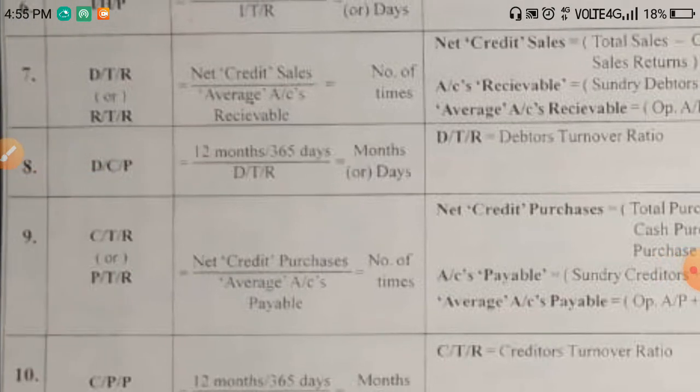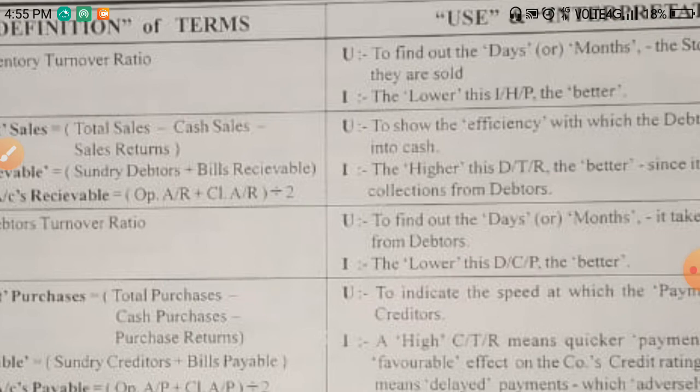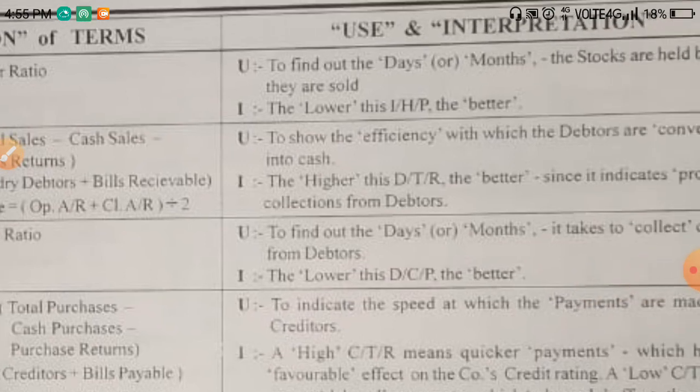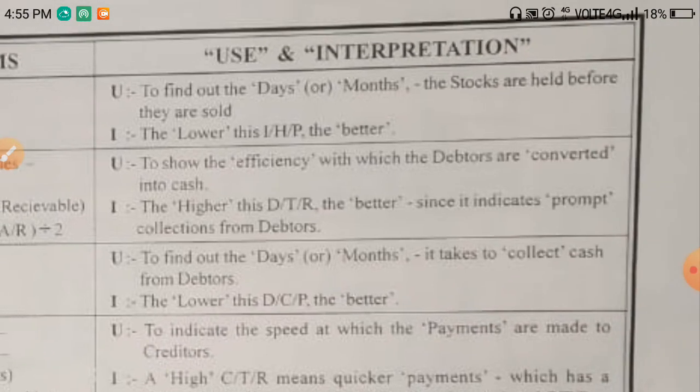Next one is interpretation and use. To find out the days or months stock is held before it is sold. How many days we are keeping the stock in our hands before it is sold. The lower the inventory holding period, the better. The fewer days in which you sell, the better it will be. So that is why it should be lower.